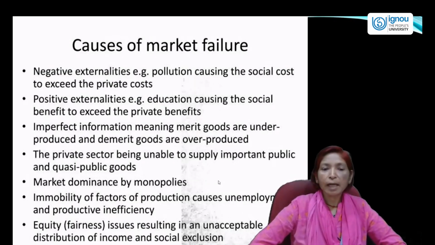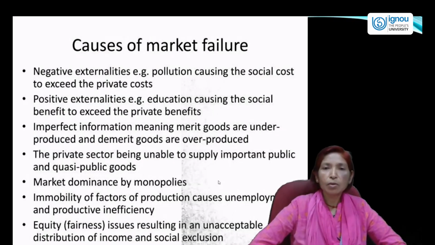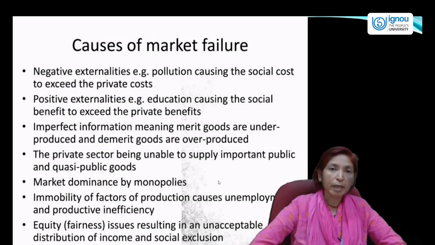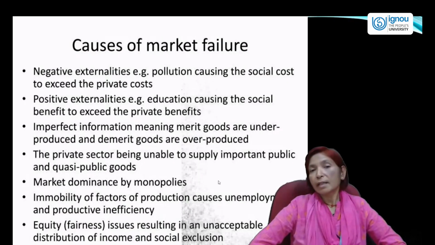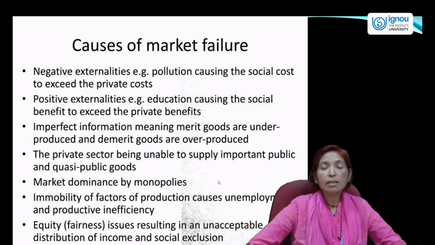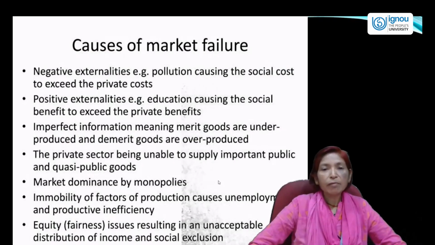Next is the private sector being unable to supply important public and quasi-public goods, because public goods are generally provided free of cost by the government. The private sector can't provide any type of goods and services free of cost, because its main aim is to earn maximum profit. So in this case, the private sector is unable to supply important public goods and quasi-public goods, and the market will become a failure.